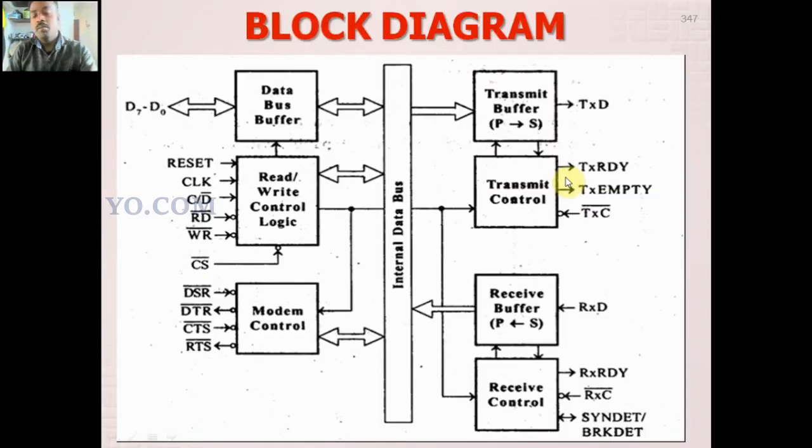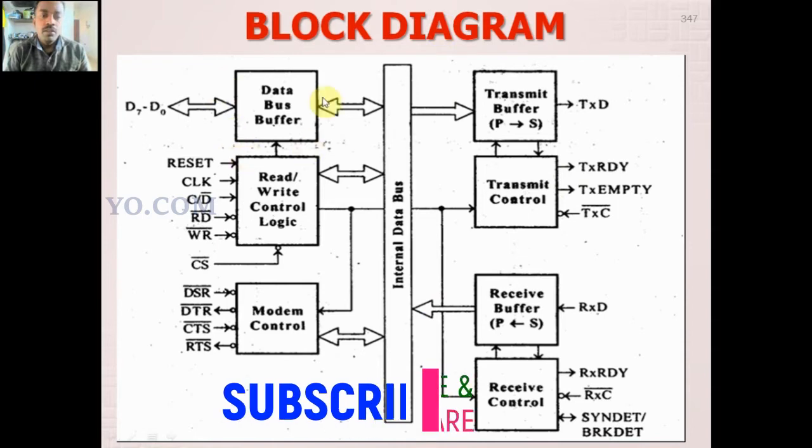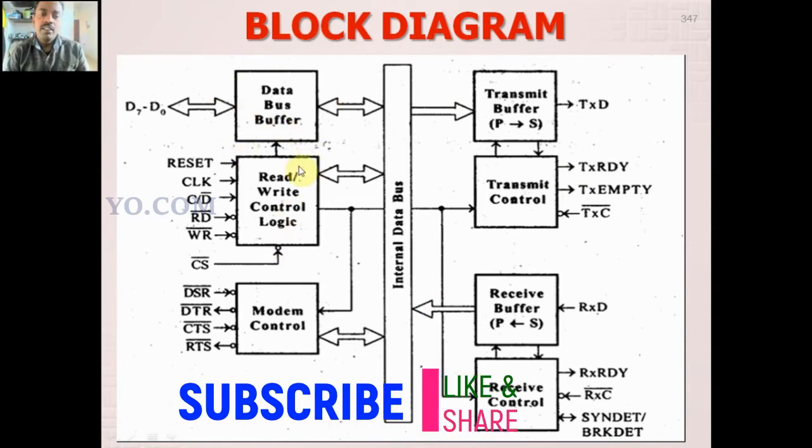Next we will see the block diagram of 8251. What is a block diagram? The block diagram indicates what parts are inside the 8251 IC. Actually, these two blocks are common to all the interfacing ICs: the data bus buffer and the read write control logic. These two blocks are common to all the ICs. Okay, right.